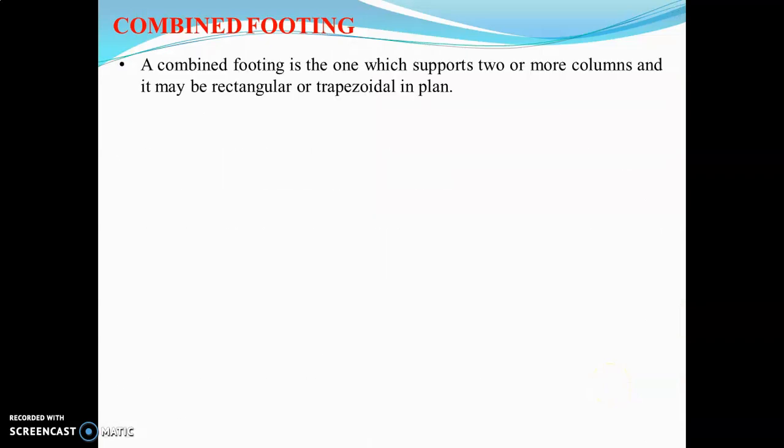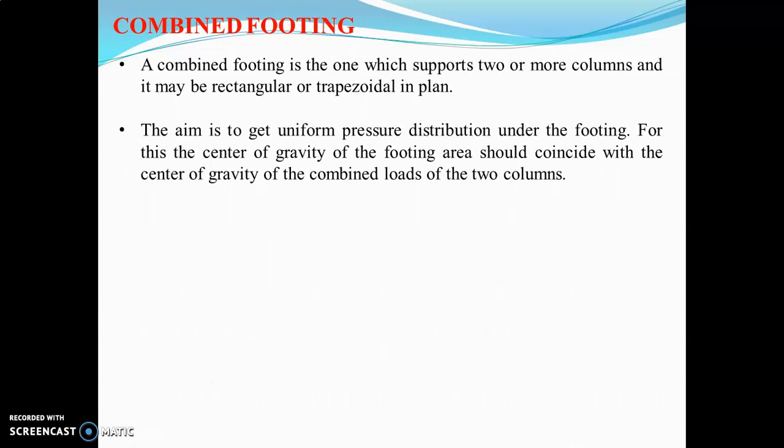Next, let us discuss combined footing. A combined footing is the one which supports two or more columns, and it may be rectangular or trapezoidal in plan. The aim is to get uniform pressure distribution under the footing. For this, the center of gravity of the footing area should coincide with the center of gravity of the combined loads of the two columns.